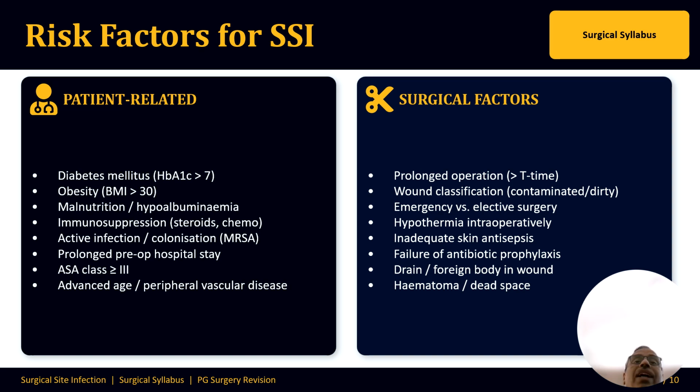Now, coming to the risk factors which lead to the development of surgical site infections. The risk factors can be classified as patient related or surgical factors, that is, related to the underlying surgical procedure. Among patient related factors, the most important is uncontrolled diabetes mellitus with HbA1c more than 7 for a prolonged time. That is an important risk factor for SSI, because diabetes not only depresses cell mediated immunity, affecting all its components, but wound healing and other wound complications are also frequently seen in patients with uncontrolled diabetes.